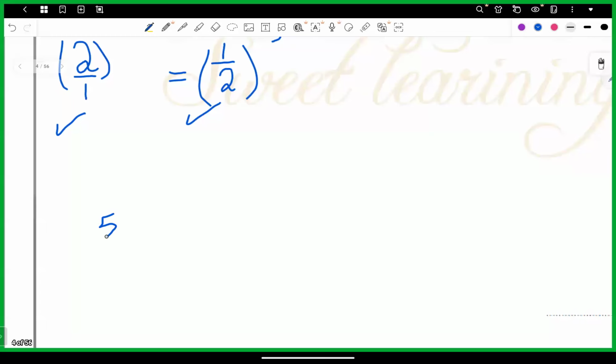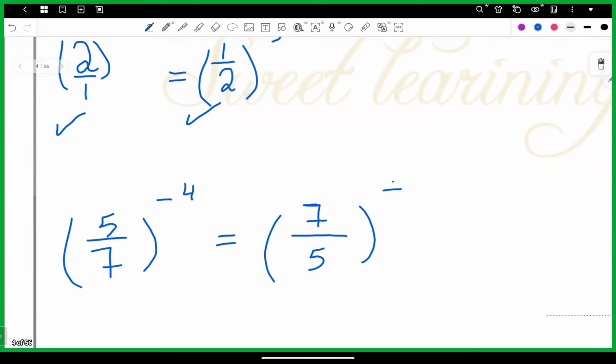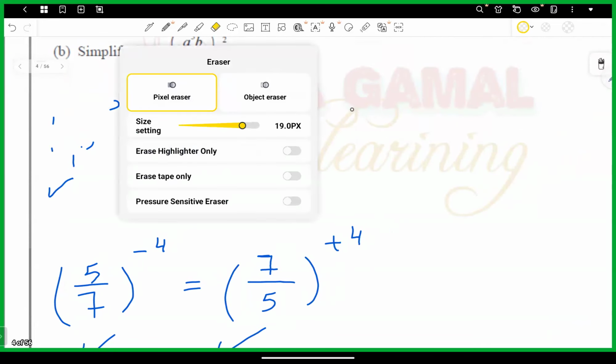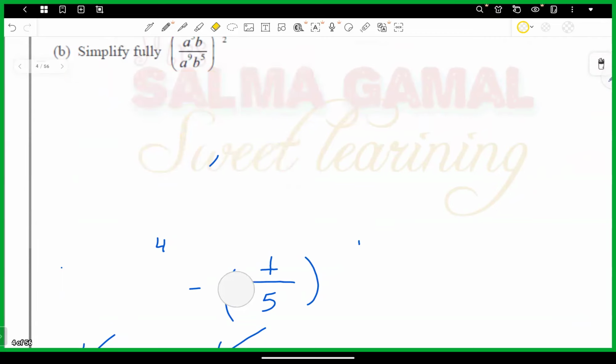If you have 5 over 7 to the power of minus 4, this is equal to 7 over 5 to the power of positive 4. This is equal to this one. Okay? So you need to know this first. We want to do this question.